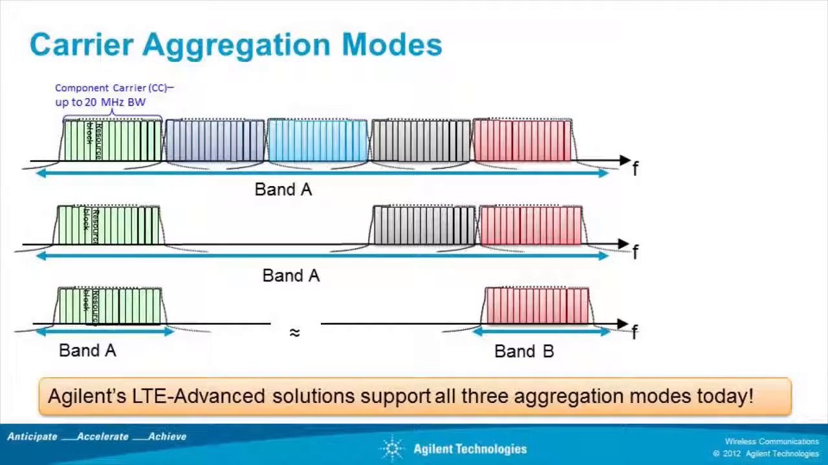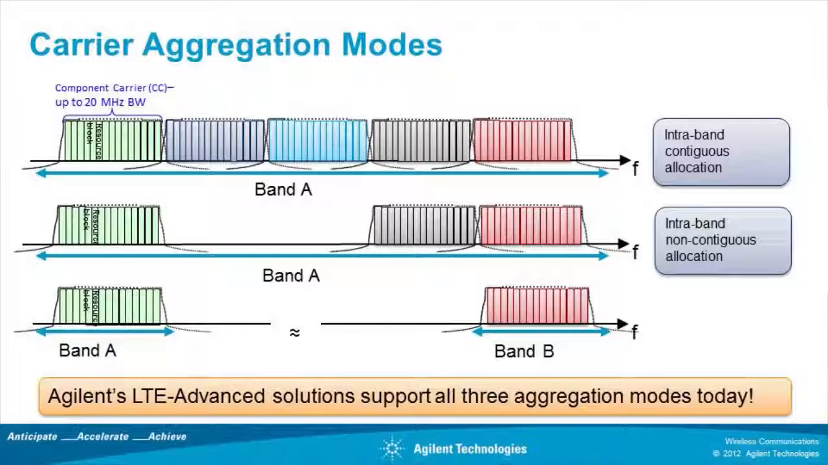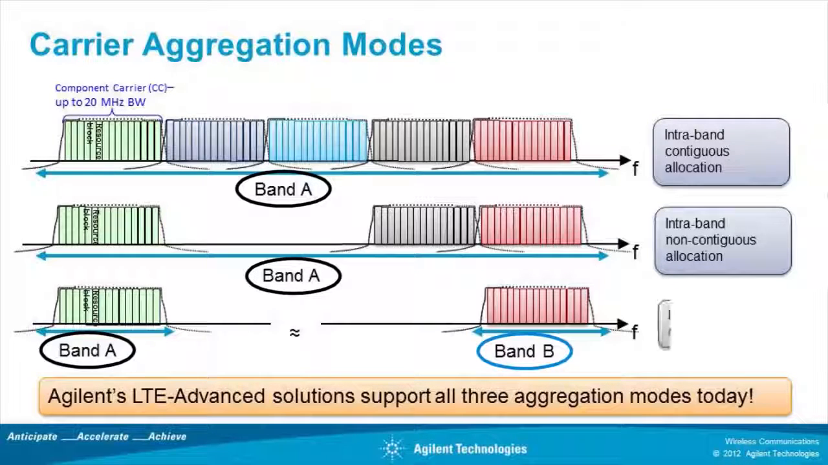By definition, these aggregated carriers, also called component carriers, can be contiguous or non-contiguous, and both within a single frequency band, also known as intraband, or multiple frequency bands, also known as interband carrier aggregation.